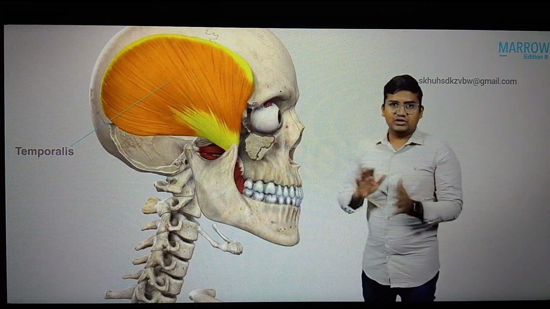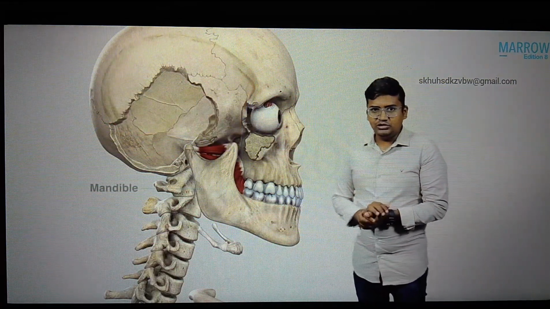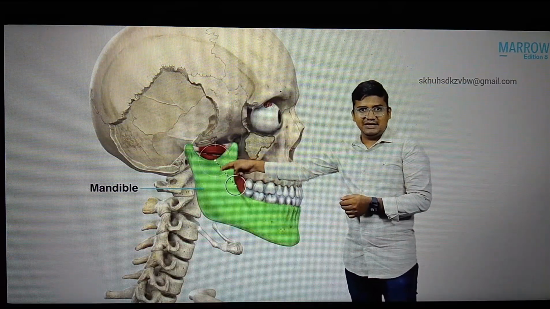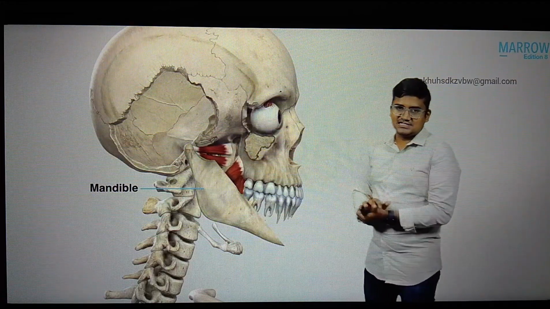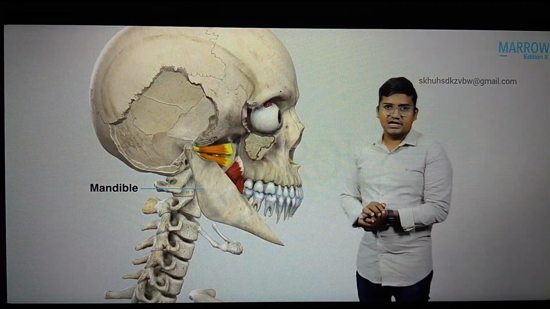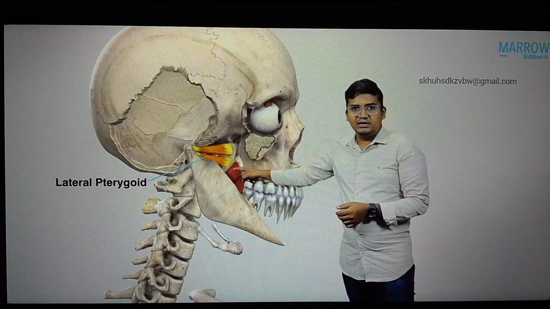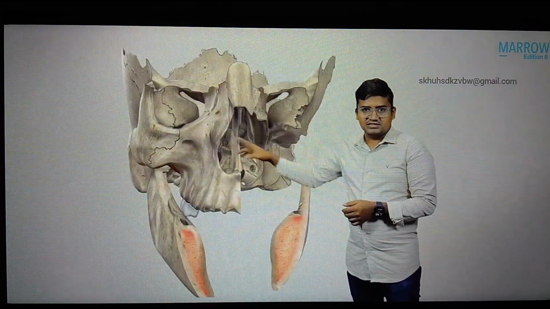Now we're going to remove the temporalis muscle and cut the mandible bone. Here, we're going to remove the mandible bone. If you remove the mandible bone, then you can see our pterygoid muscles clearly: our lateral pterygoid muscle and this is our medial pterygoid muscle. First, we're going to see the lateral pterygoid muscle.